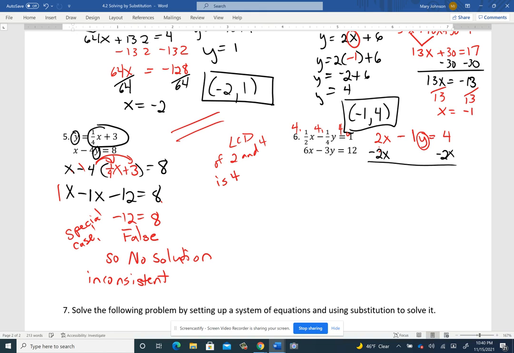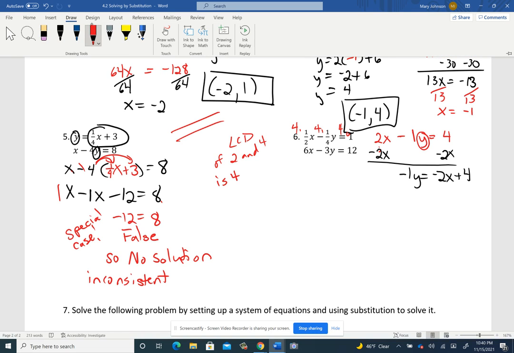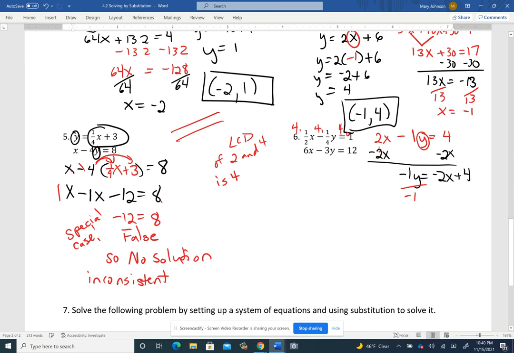Okay. I'm left with negative 1y equals negative 2x plus 4. And then just like on that previous question, number 4, we had something very similar. I'm going to go through everywhere and divide by negative 1, which gives us y equals positive 2x minus 4. Okay. So I'm going to take this 2x minus 4, and I'm going to put it in for the y in the second equation.